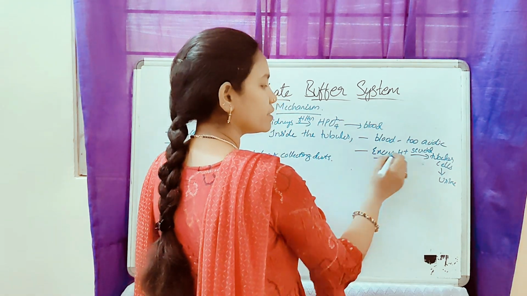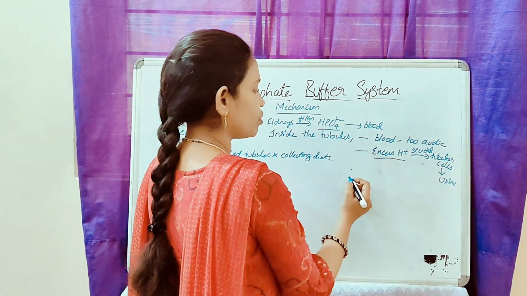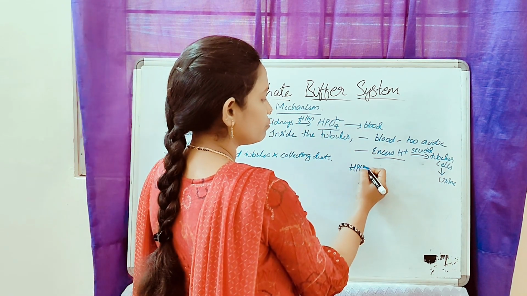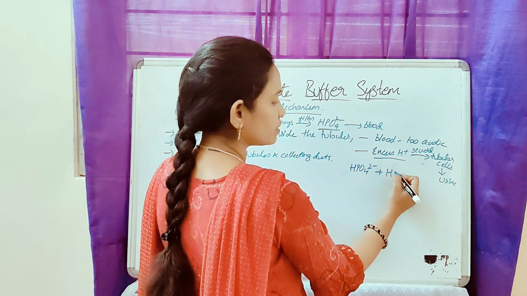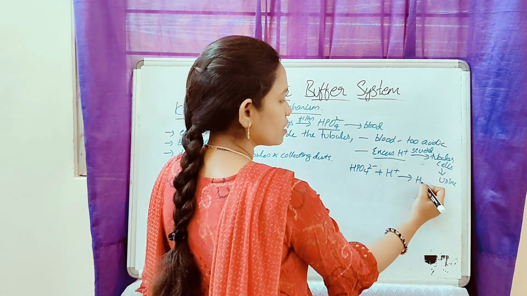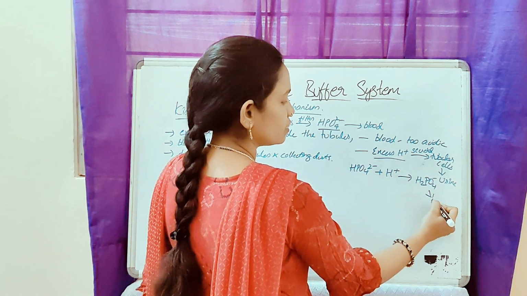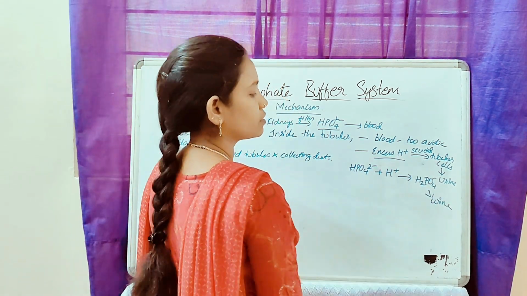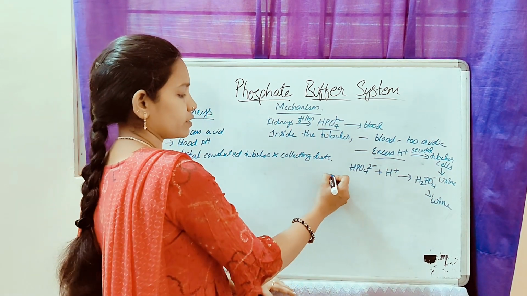Now in order to neutralize this excess H plus ions, we have to take the base form, that is monohydrogen phosphate. Now this base form combines with excess H plus ions to form dihydrogen phosphate, that is excreted into the urine, making the blood less acidic.